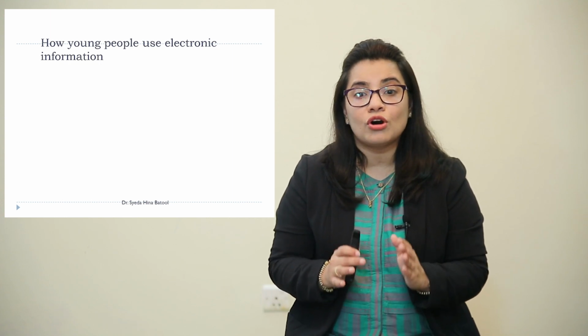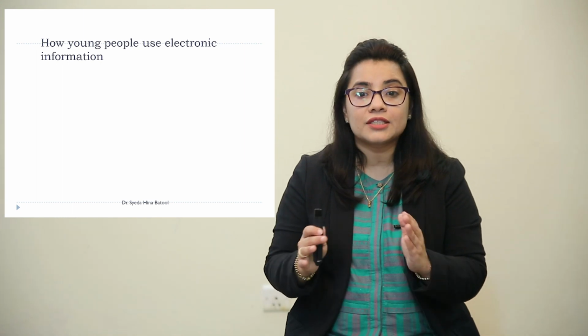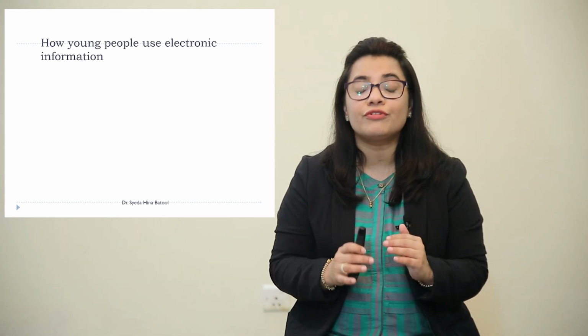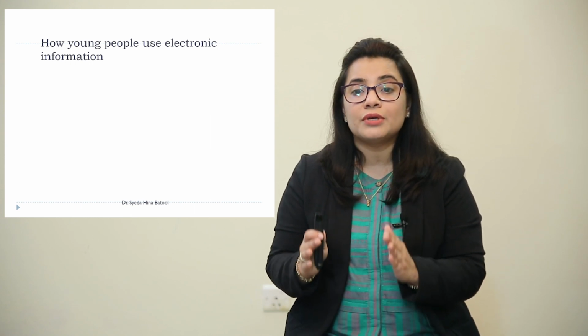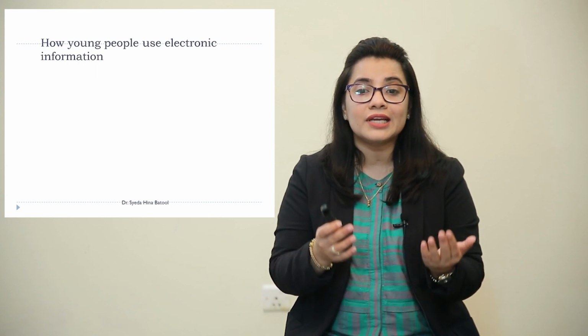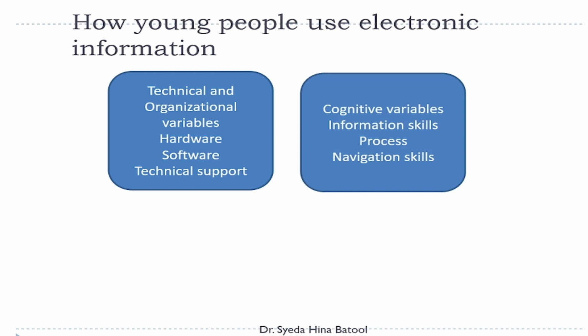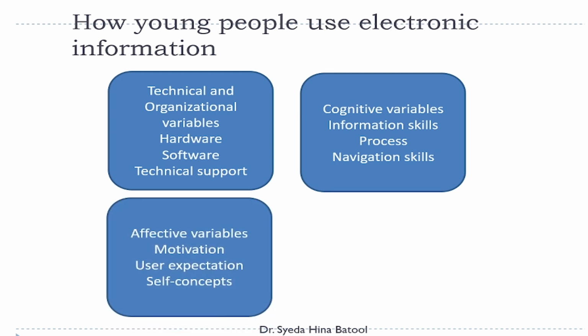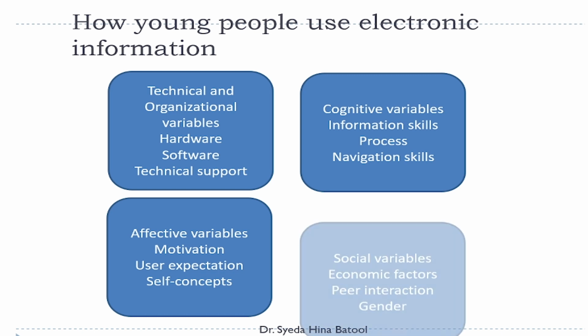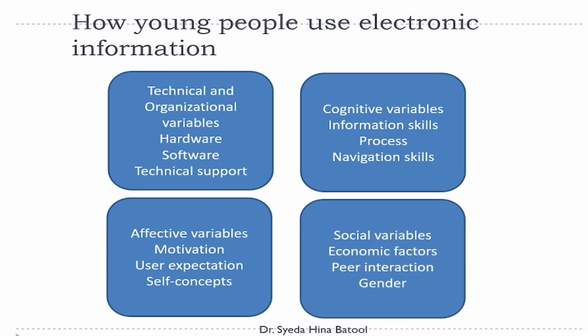I'm giving you here an example of a study from which I have collected some of the main aspects of reviewing the literature. For example, my study is how young people use electronic information. So I have collected some of the studies on technical and organizational aspects of using electronic information. Secondly, I collected some of the studies related to cognitive variables, information skills, process and navigation skills. Thirdly, I collected some of the studies on affective variables, motivation, user perspective and self-concepts. Fourthly, I found some of the studies which discussed social variables, economic factors, peer interaction and gender.